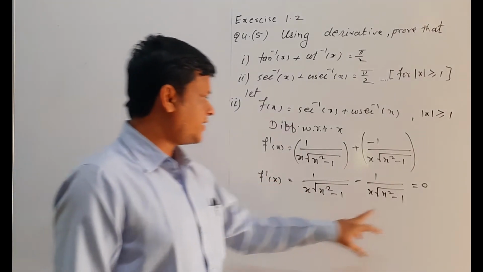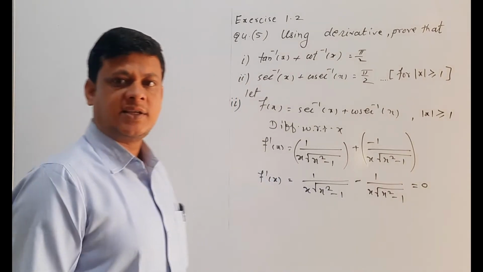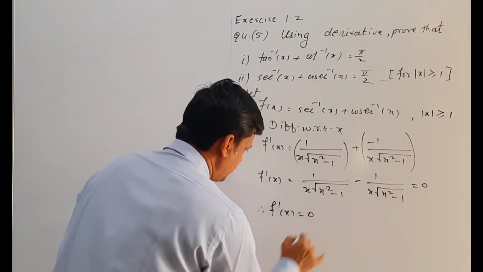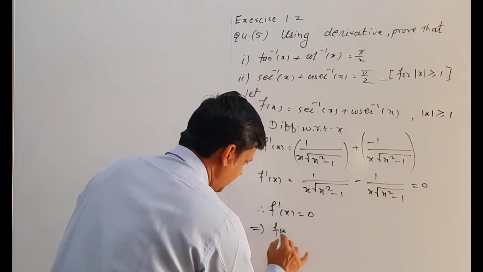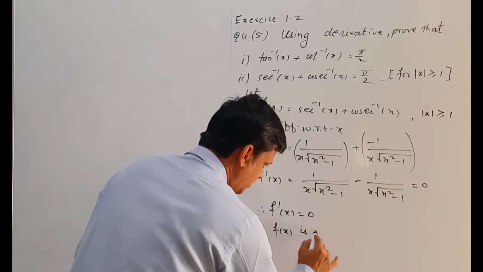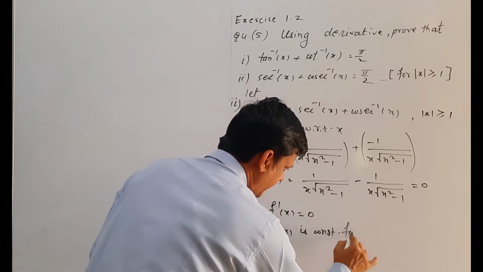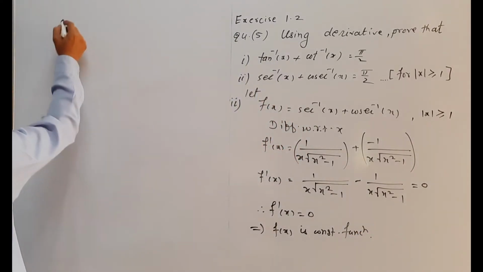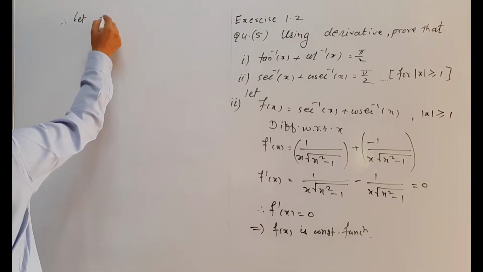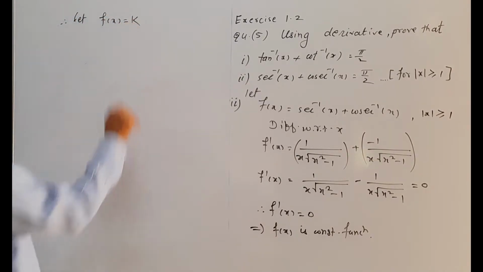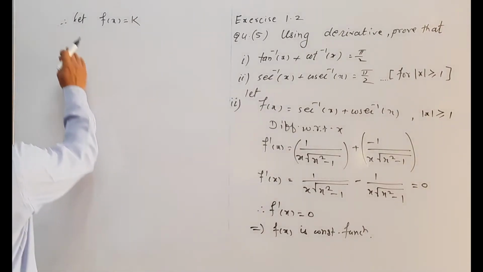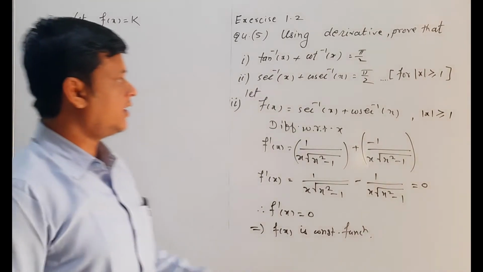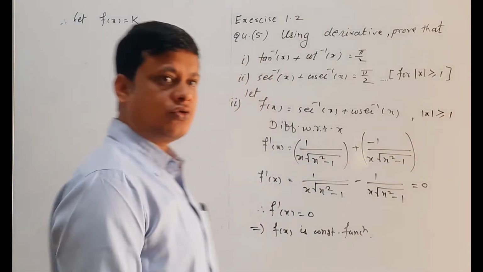So f dash of x equals 0. That means f of x is a constant function. Therefore, f dash of x equals 0 implies f of x is a constant function. So that constant we consider here as k. Therefore, let f of x equal k. So for any value of x, here the condition is mod x greater than or equal to 1.